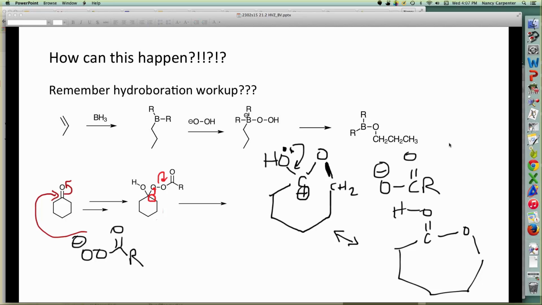And that should take us to our product. Just deprotonate it. Let's count carbons to make sure we didn't screw up. 1, 2, 3, 4, 5, 6. Yep, we still have 6 carbons, but we slid that oxygen in there just by a 1-2 shift and breaking the oxygen-oxygen bond, just like we saw in the hydroboration workup. Pretty nifty.